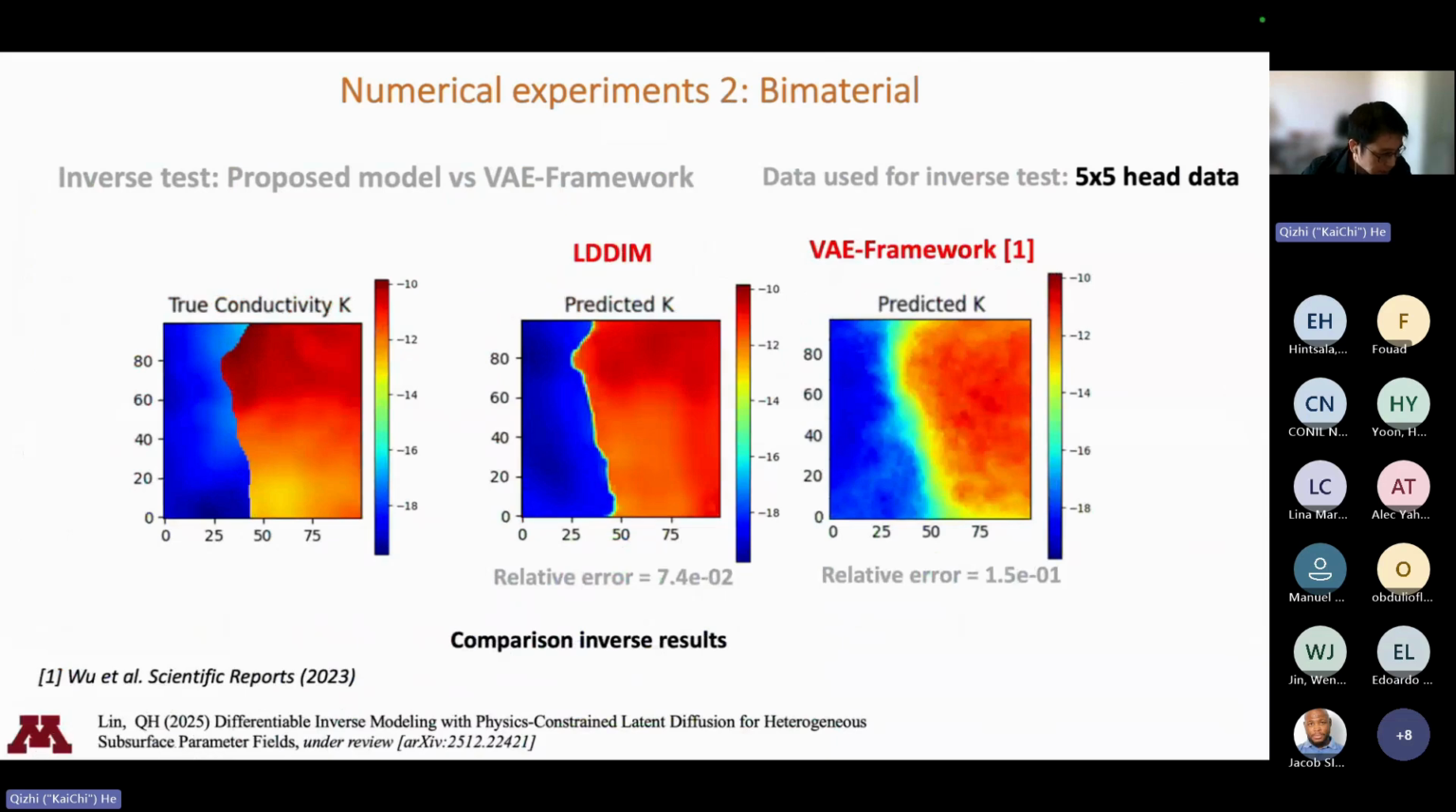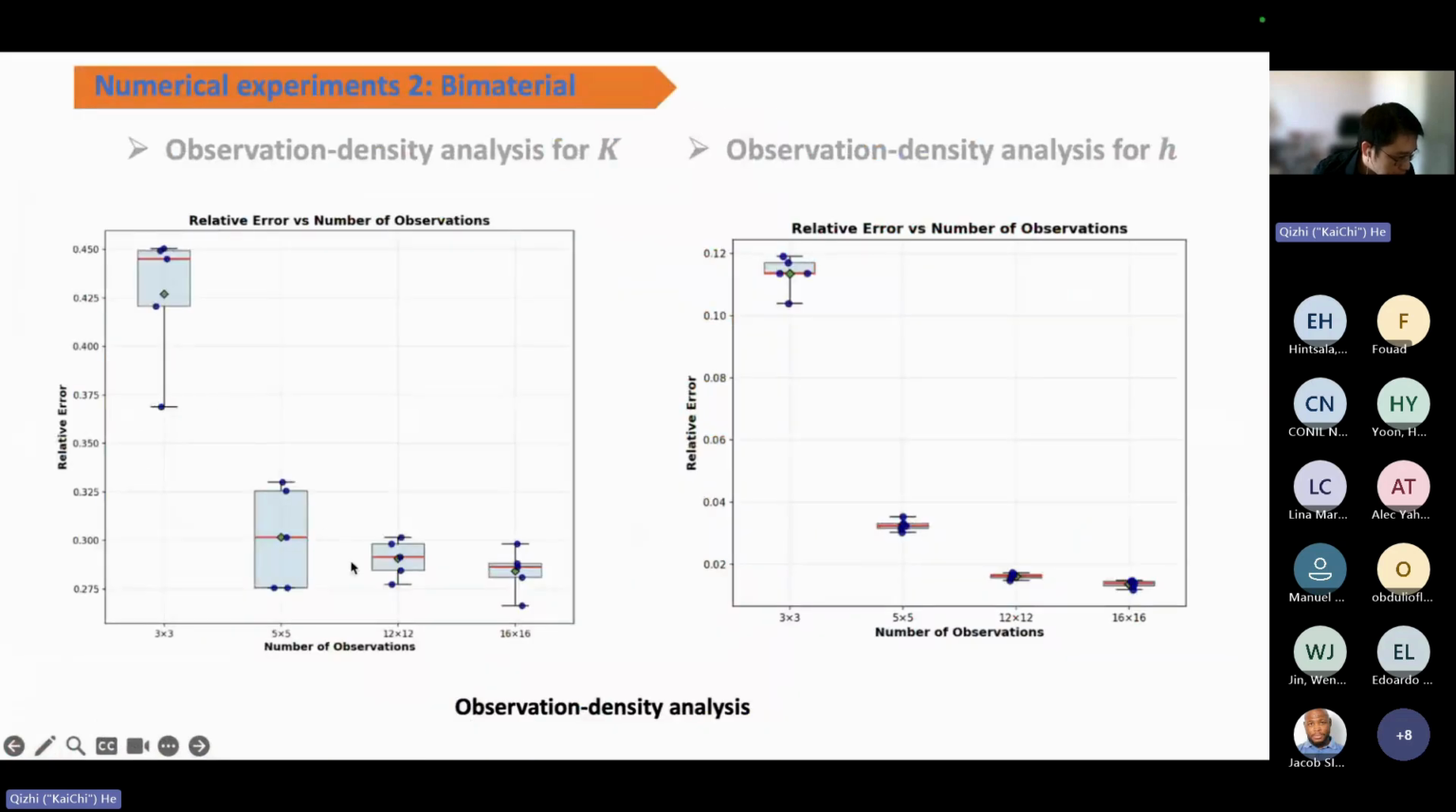Finally, we are testing on a bimaterial with a sharp interface. You can see the latent diffusion model can provide a clearer and more accurate interface than the standard variational autoencoder model. For more detail, you can definitely go to our preprint. Then we can see that by increasing the measurements, the inversion improves significantly.